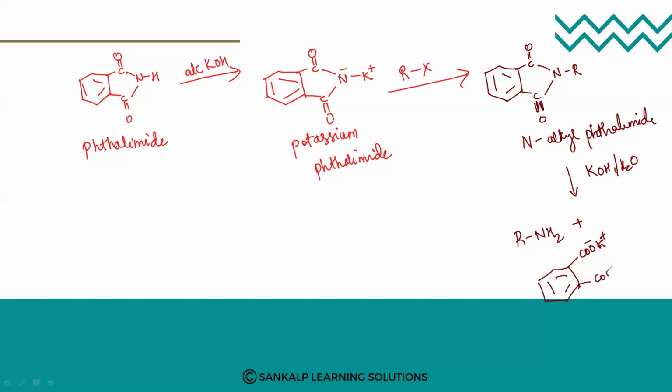I'm going to get a potassium phthalimide. Okay, so potassium phthalimide and primary amine. So this was a general reaction. Now I'll give you an example. Let me give you an example. So I'll change something in this one.